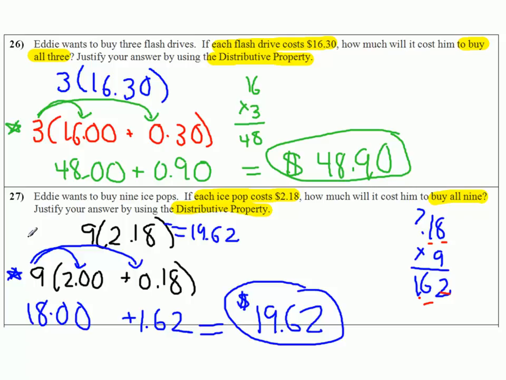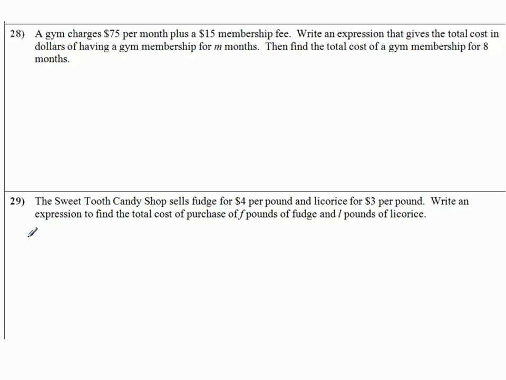And the final 2 questions, here we go. A gym charges $75 per month plus a $15 membership fee. Write an expression that gives the total cost in dollars for having a gym membership for M months. So they're telling you what variable to use. They're telling you need to use M. So I'm going to start with that part of the question. I'm going to go back and reread one more time.